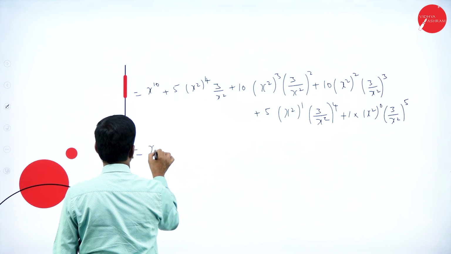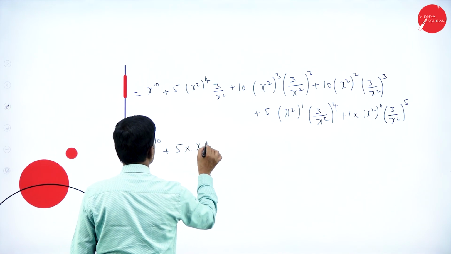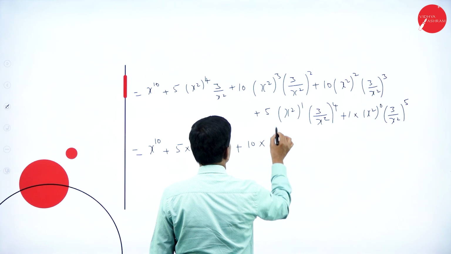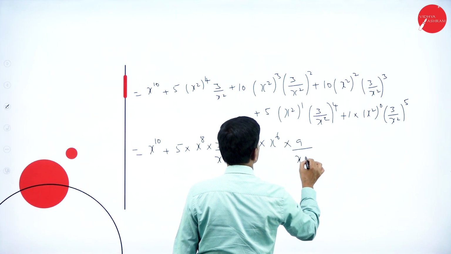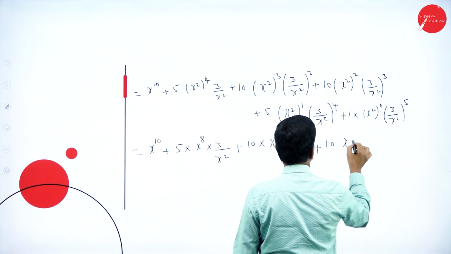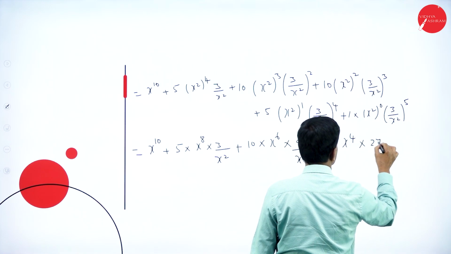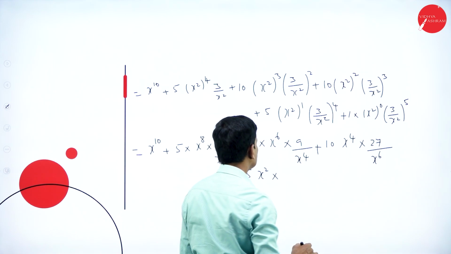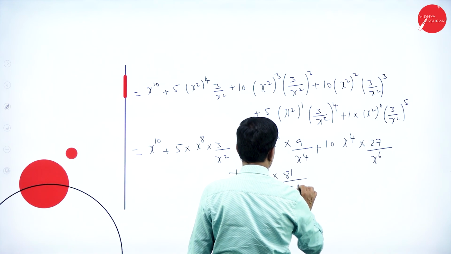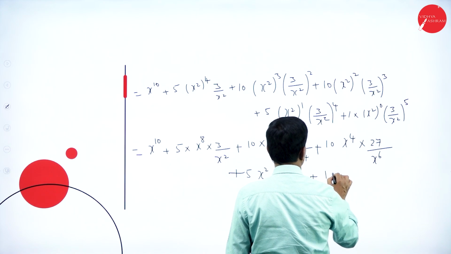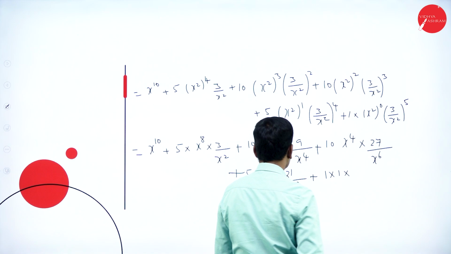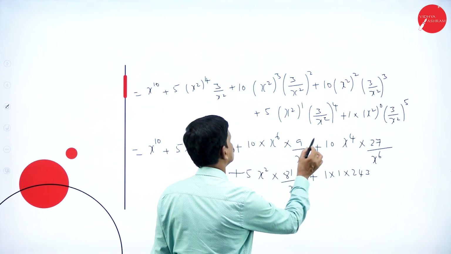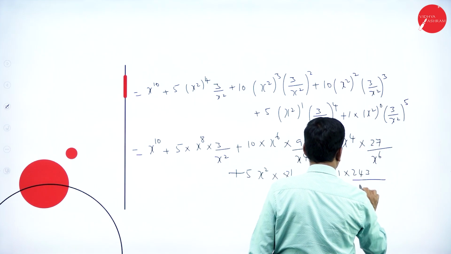Simplify this. This is equal to x power 10 plus 5 into (x square) to the power of 8 into 3 by x square, plus 10 into x to the power of 6 into 3 square. 3 square is 9 divided by x to the power of 4, plus 10 into (x square) square, which is x raised to 4, into 3 cube. 3 cube is 27 divided by x to the power of 6, plus 5 into x square into 81, divided by x to the power of 8, plus 1 into (x square) raised to 0, which is 1, into 81 into 3. 81 into 3 is 243. 243 divided by x to the power of 6.